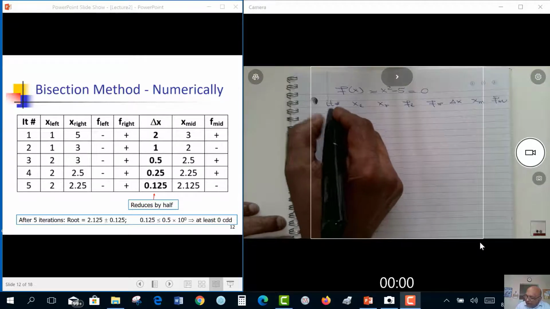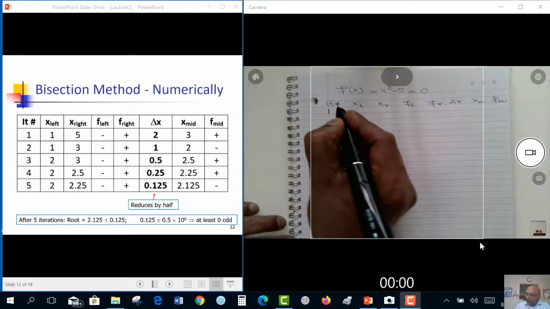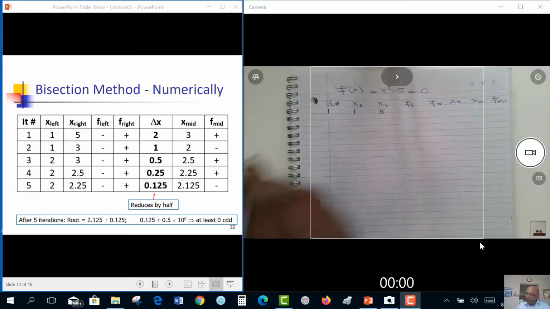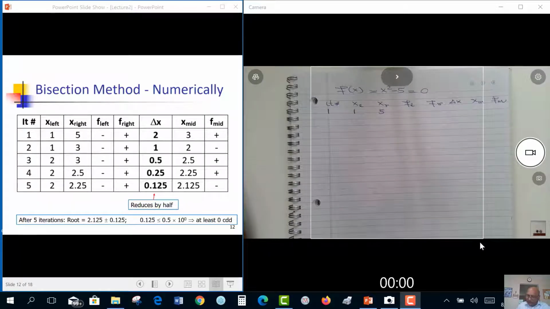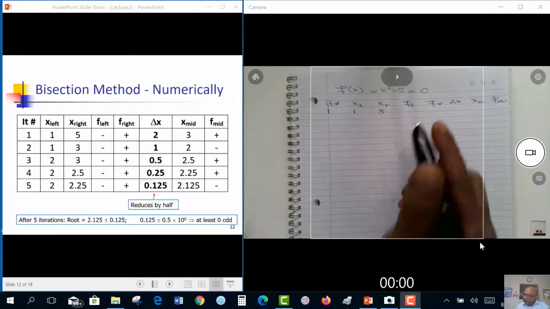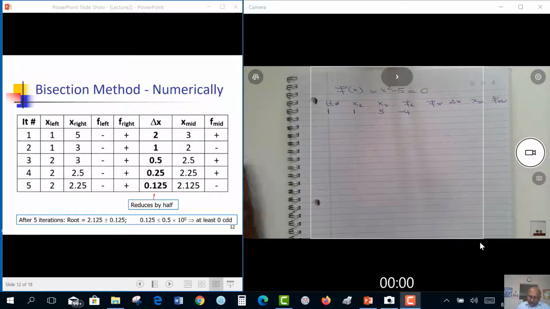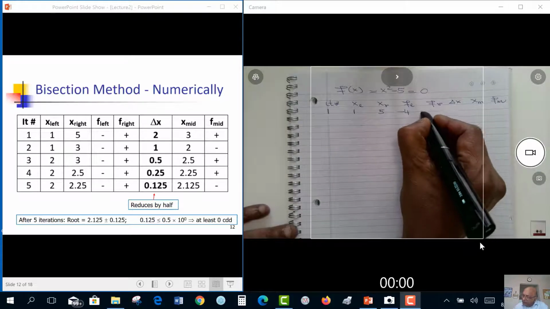Okay, so we have first iteration. We know the root is between 1 and 5. So we calculate what is the function at 1. So 1 square minus 5 gives us -4. What is the function at 5? 5 square minus 5 gives us +20.